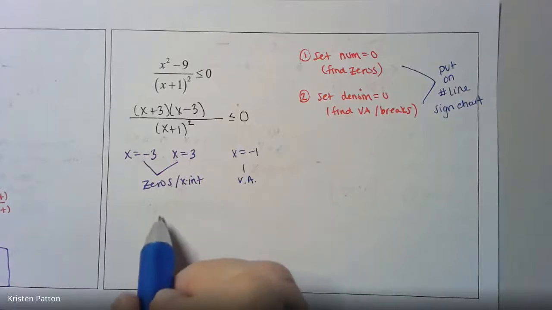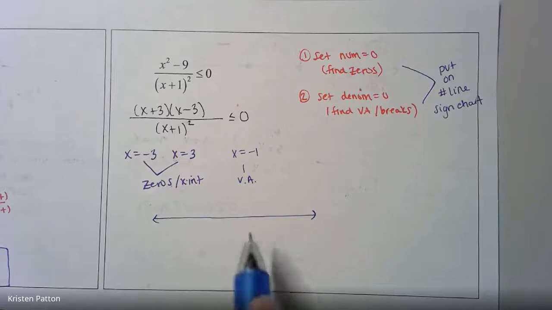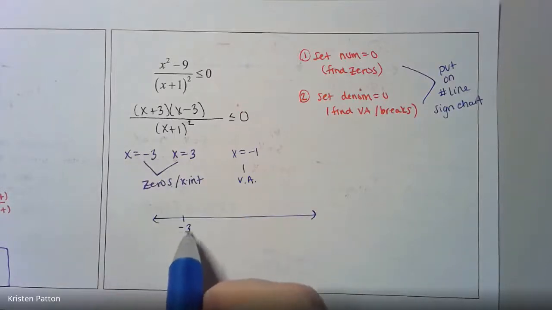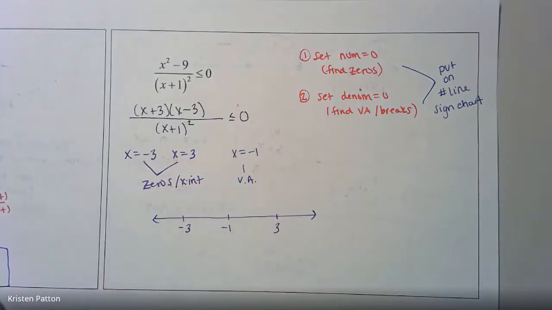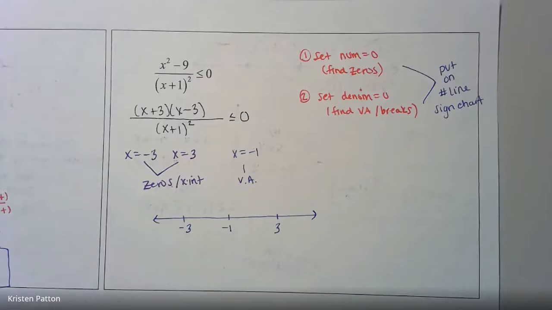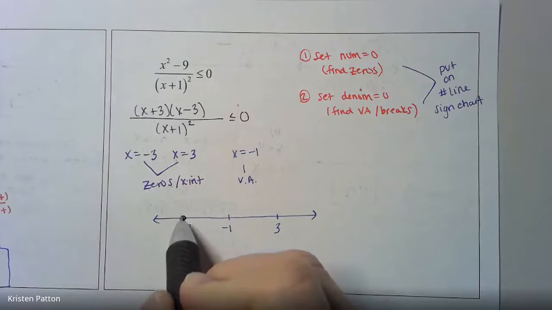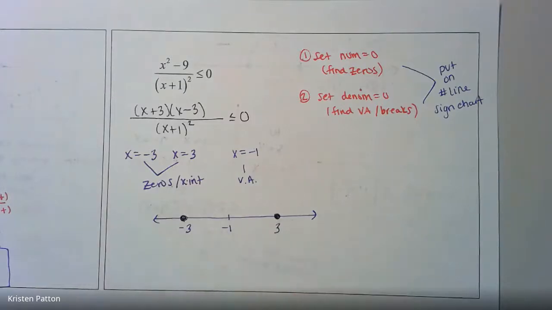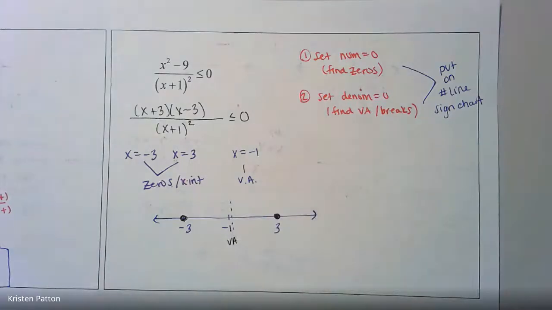Let's get that on a number line. So in numeric order, I've got -3, then I've got -1, then I've got +3. Again, this is just a nice little warm-up of what we did yesterday. I'm going to mark on my sign chart this information. So at -3 and +3, I had x-intercepts. But at -1, I have that vertical asymptote.